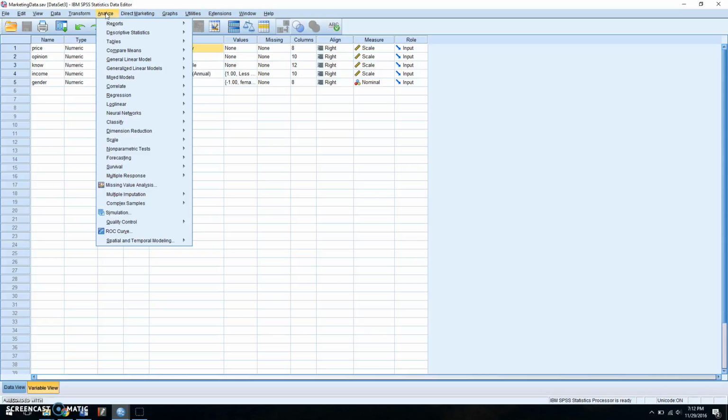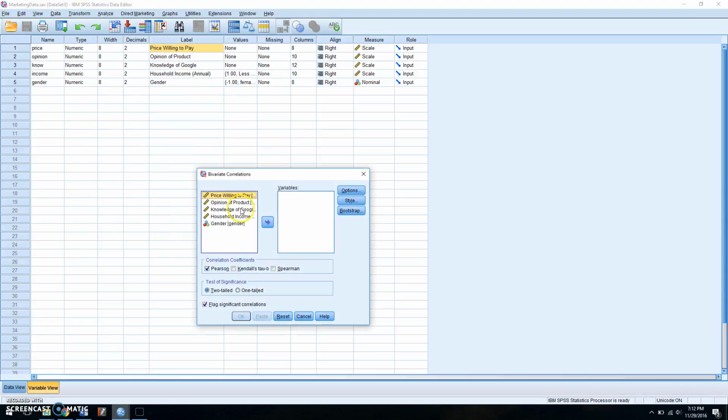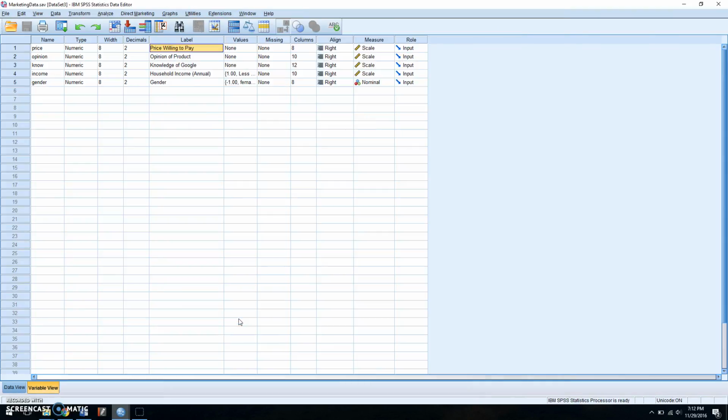Presumably those are going to be pretty well related. So if we go up to Analyze, down to Correlate, and Bivariate, I can put price and opinion into the list of variables. I could put them all in, but let's just stick with opinion for now. And that's all I need. All the defaults are fine on correlation.